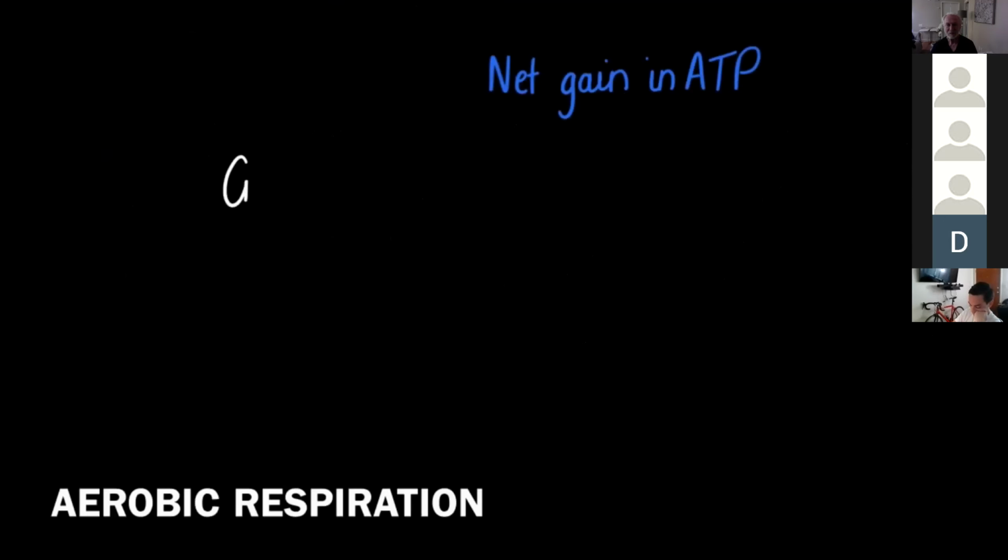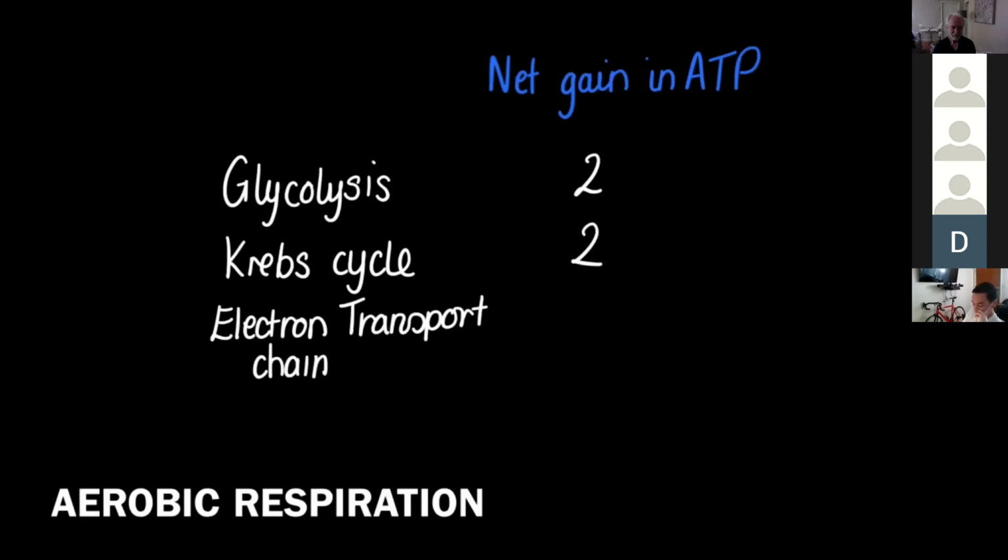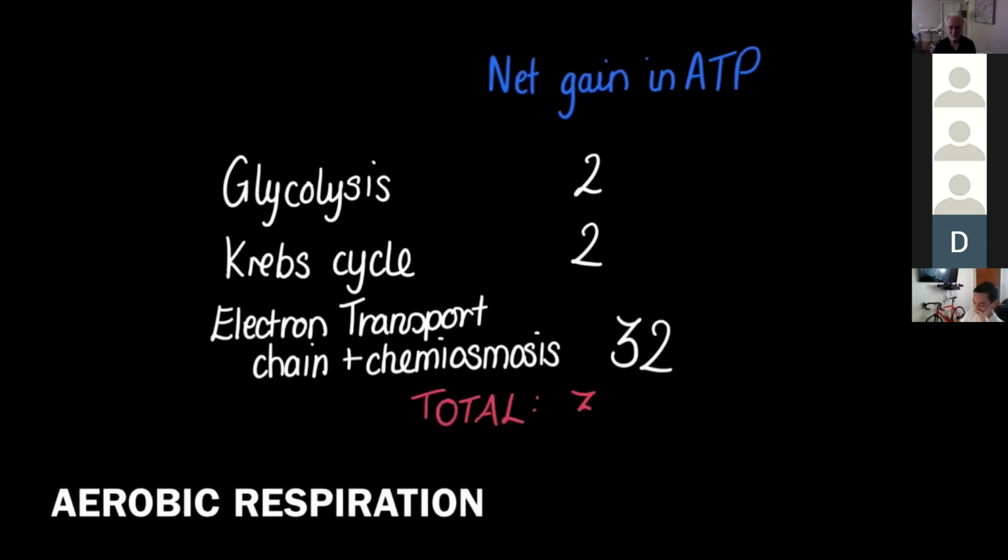So as a review of aerobic respiration, if you recall in glycolysis, we used 2 ATP, but then produced 4. So there's a net gain of 2 ATP. The Krebs cycle produced 2 ATP, and the electron transport chain and chemiosmosis produced 32 ATP, and this is all for 1 molecule of glucose. Therefore, in total, for 1 molecule of glucose in aerobic respiration, we produce 36 ATP.